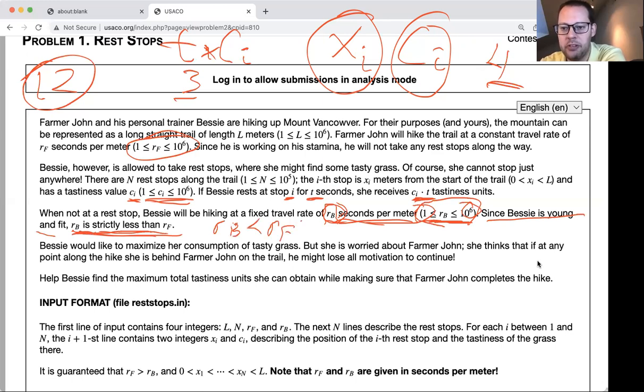And if you remember, this is the rate of Farmer John. Now, it's important to note that this does not mean that Bessie is traveling slower. It means that it will take fewer seconds for Bessie to travel 1 meter than it will take for Farmer John to travel 1 meter, which ultimately means Bessie is faster by definition.